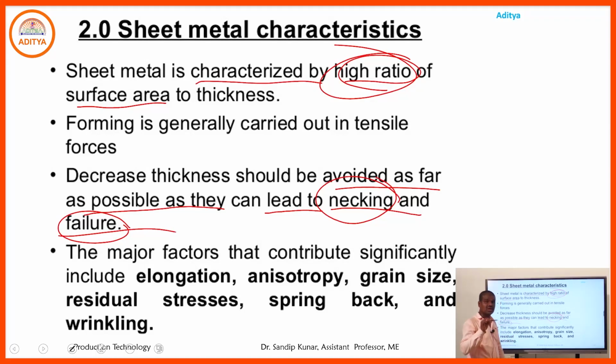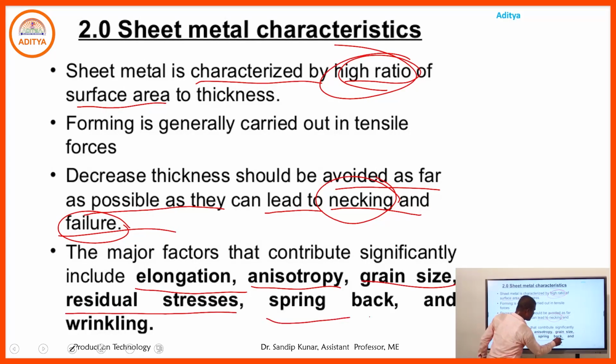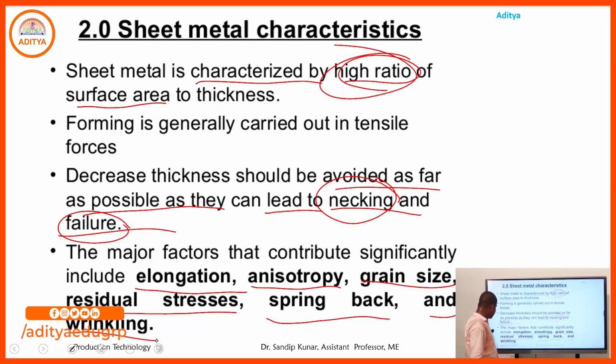What are the major factors that influence the sheet metal characteristics? Elongation: if we apply more tensile force, it will elongate more. Anisotropy, grain size, residual stresses, spring back and wrinkling are the important factors that affect the overall sheet metal characteristics.